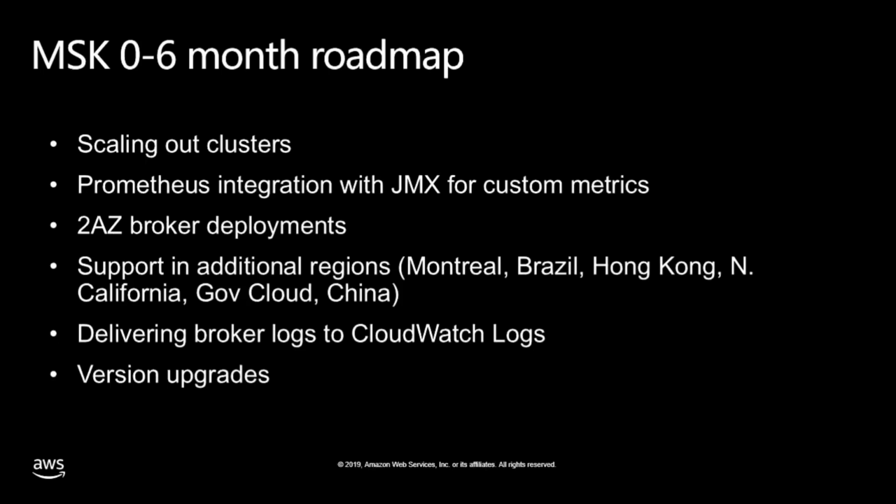We'll also be supporting 2 AZ broker deployments. Today, you can only set up a cluster with brokers across 3 availability zones. Soon, you'll have the capability to set up the cluster across 2 availability zones. This is important for customers who want a lever to reduce costs, but also provide a high availability experience. We'll also be rolling out MSK in additional AWS regions, including those listed here.